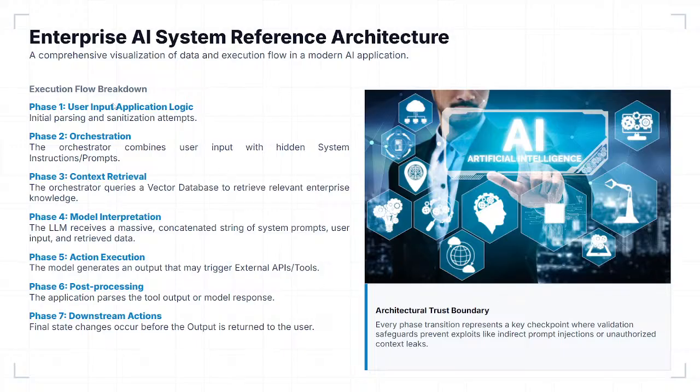Now, for this phase one, the user input application logic, you have your initial parsing and sanitization attempts that you still need to check for. For orchestration, the orchestrator combines the user input with whatever hidden system instructions or prompt that is provided. The orchestration is where you have it set up that whatever is coming in from the user, you are now telling the LLM to take the response from the user, check through whatever context that we have, retrieve it, and provide the user with a brief step-by-step feedback or step-by-step information about what we do.